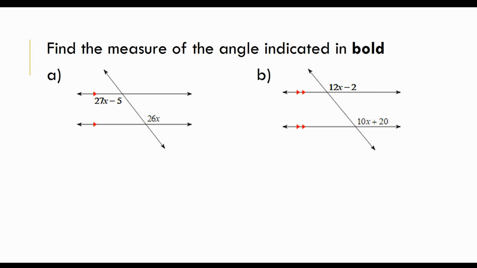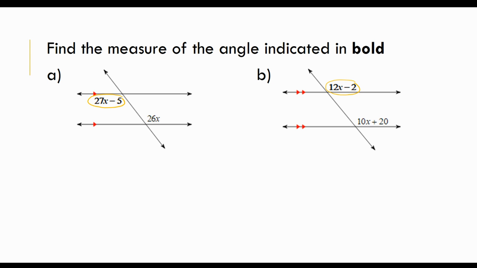All right, let's go ahead and take a look at some algebra problems. It says find the measure of the angle indicated in bold. I know it's a little bit hard to see, but this is the bolded angle for the first problem, and this is the bolded angle for the second. Okay, but notice that in part A, I have the arrows that indicate that I have parallel lines. So the transversal is intersecting parallel lines.